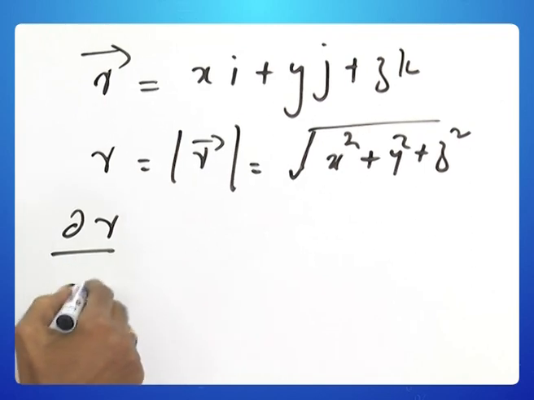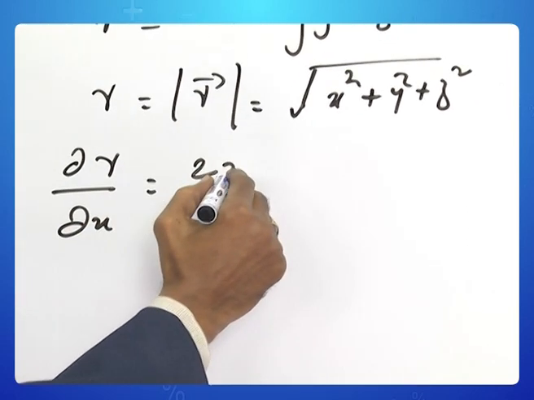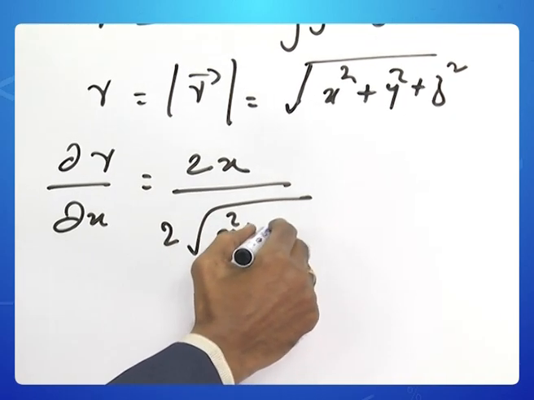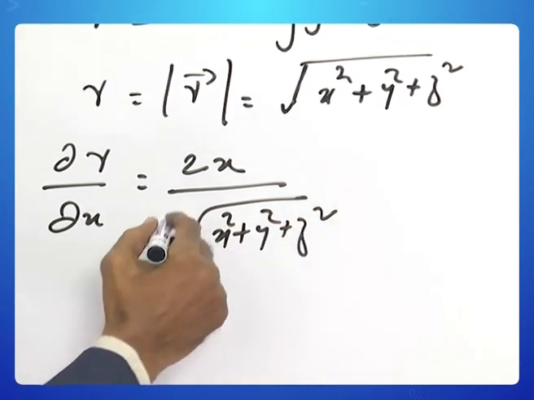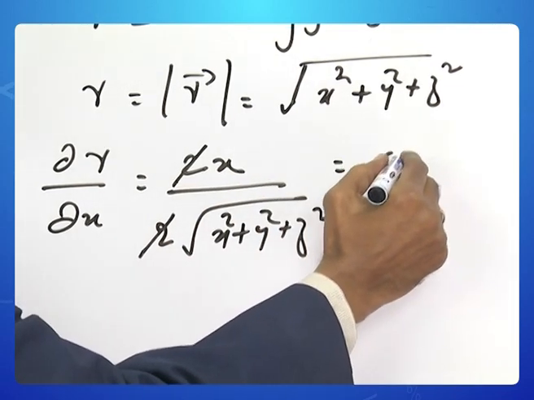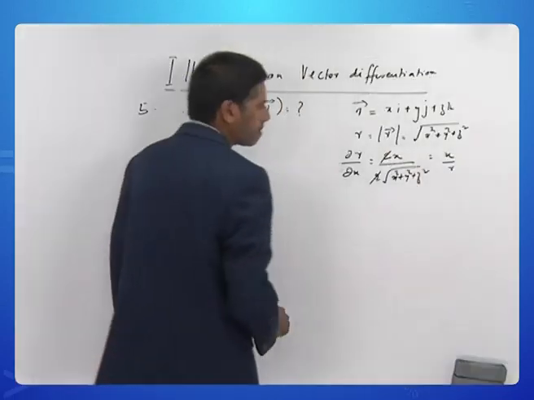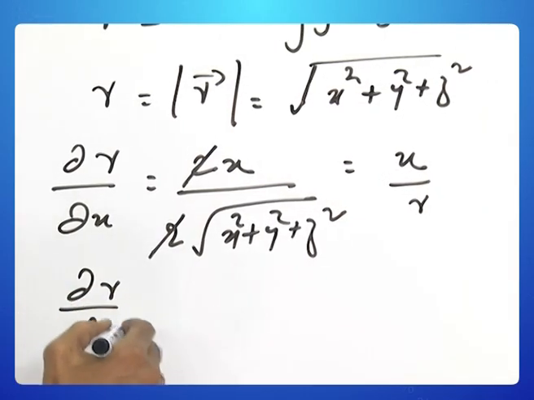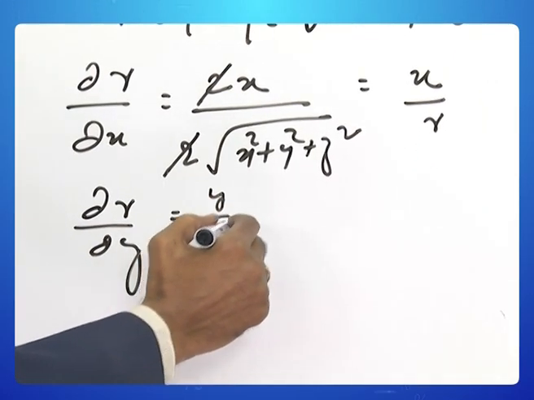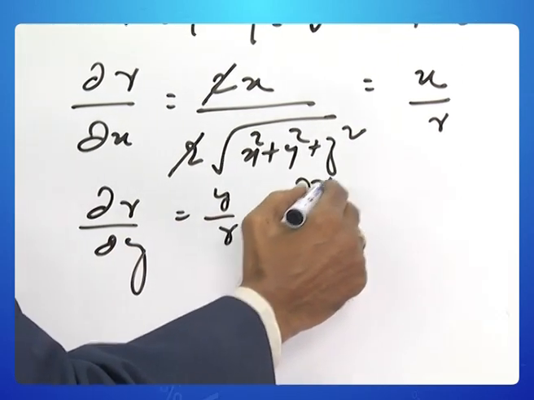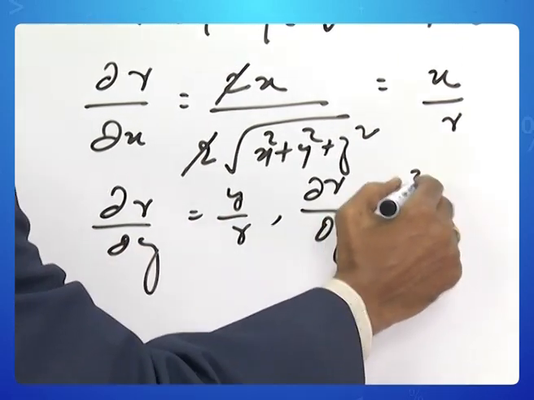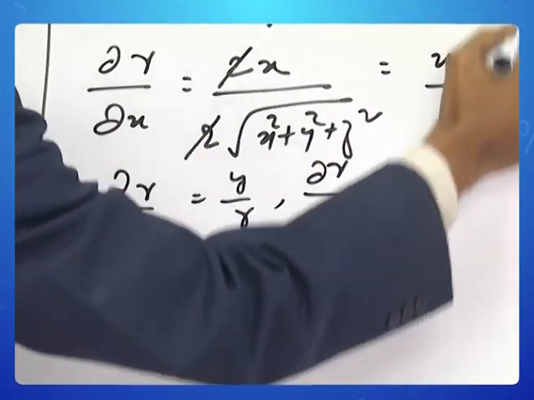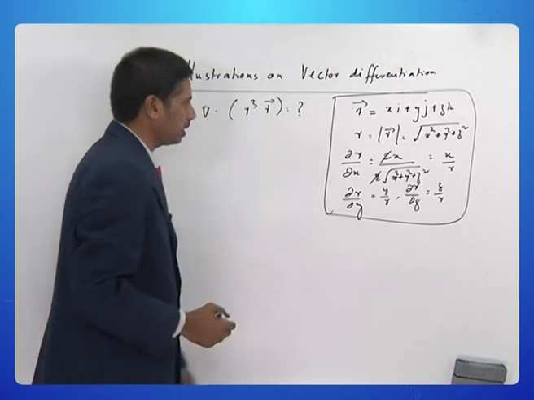Dou r by dou x will be 2x by twice square root of x squared plus y squared plus z squared, which is nothing but x by r. Similarly, dou r by dou y will be y by r, dou r by dou z will be z by r. All this may be remembered directly.